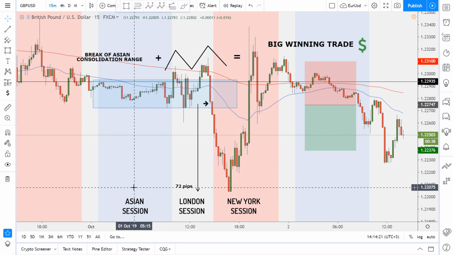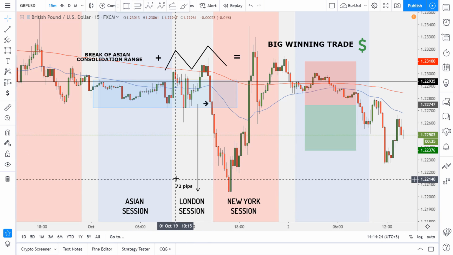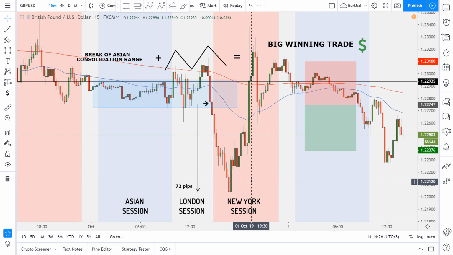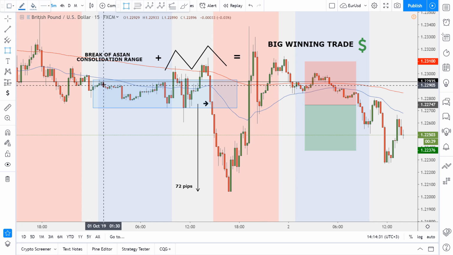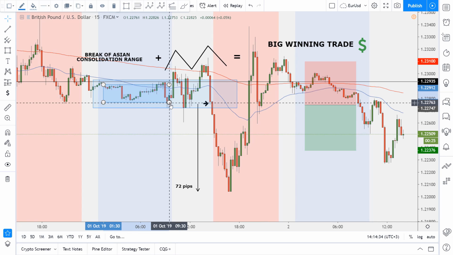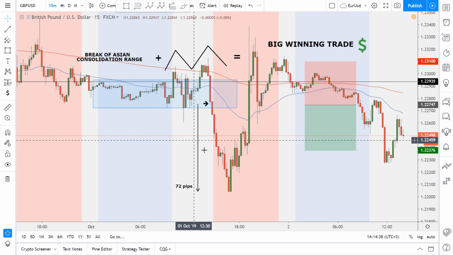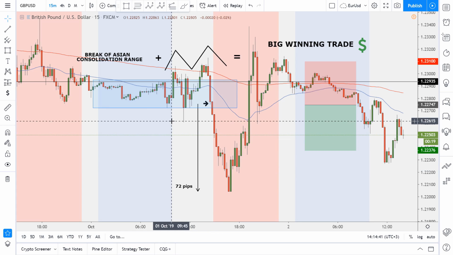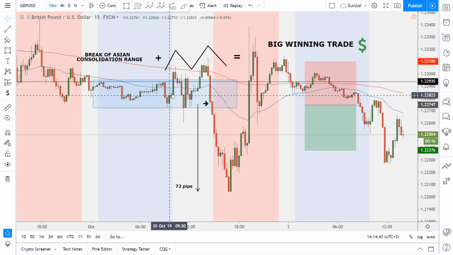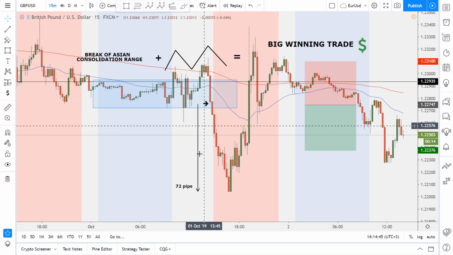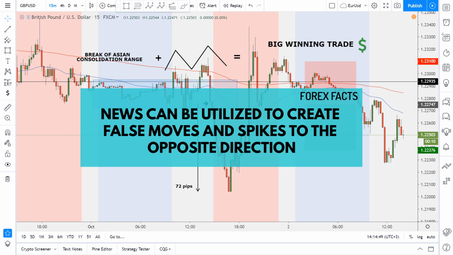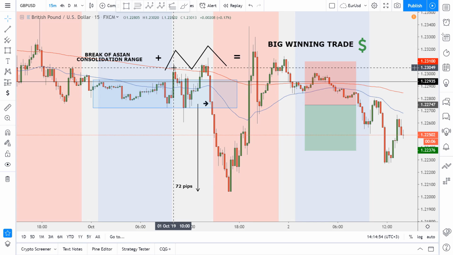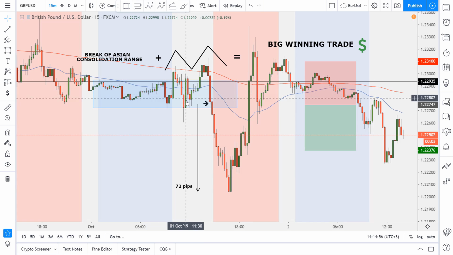This blue box represents the Asian session, this white one the London session, and the red one the New York session. This is the Asian consolidation range, and what you expect after this range is a breakout. This breakout is mostly caused at the start of the London session, and especially if there is news, you have to expect a lot of false moves and spikes. Like you see here, spikes in the opposite direction: the market goes up, breaks this range, comes back down.